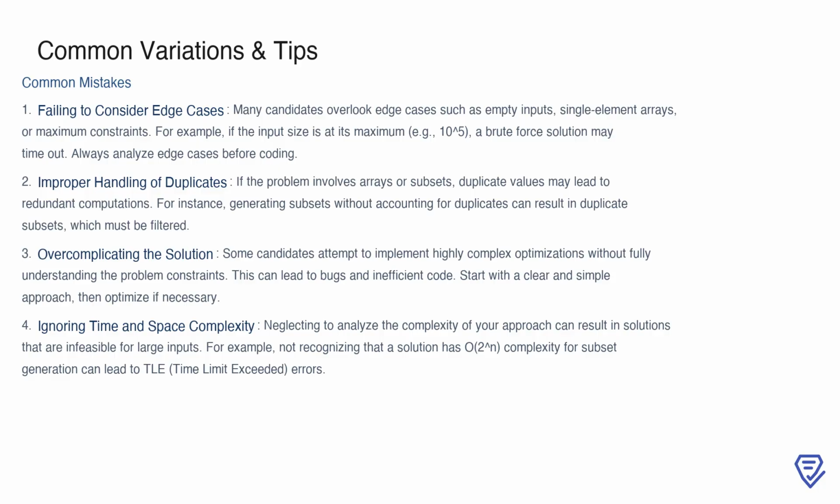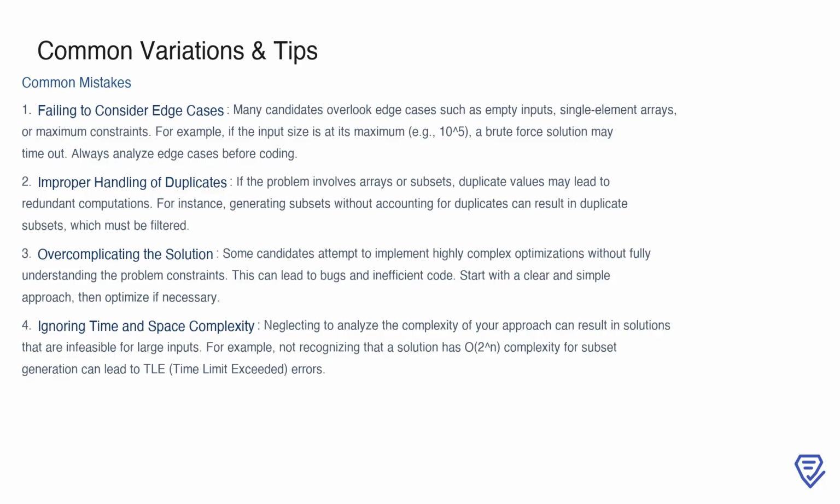When tackling this problem, it's important to be mindful of common mistakes that can derail your solution. First, failing to consider edge cases is a frequent pitfall. For instance, if the input is empty, contains only one element, or reaches its maximum constraints, your code might break or become inefficient. A brute force approach, for example, could time out if the input size is very large, like 10 to the power of 5. Addressing edge cases early ensures your solution is robust.